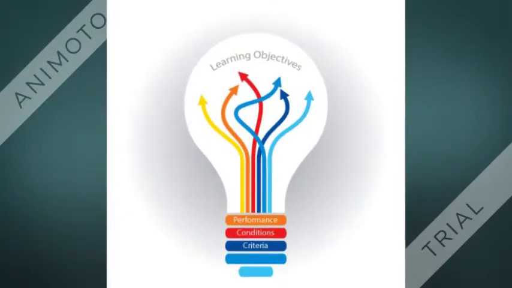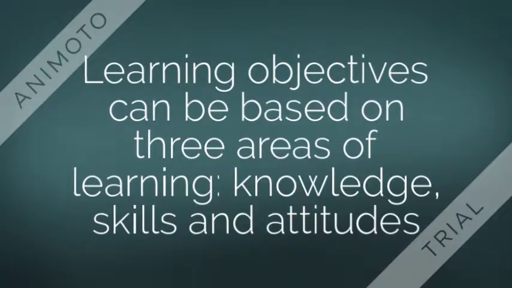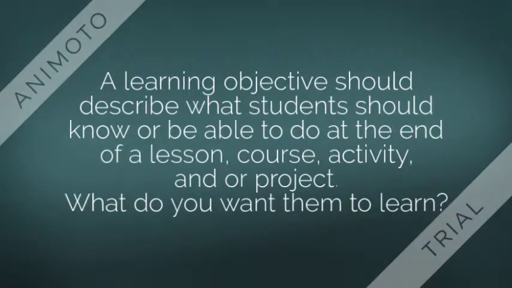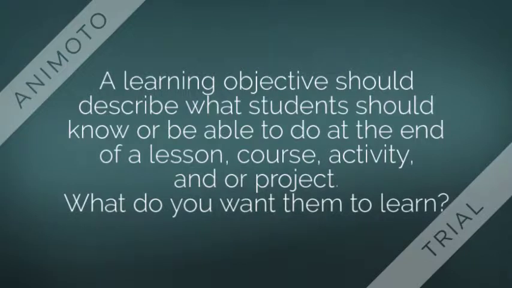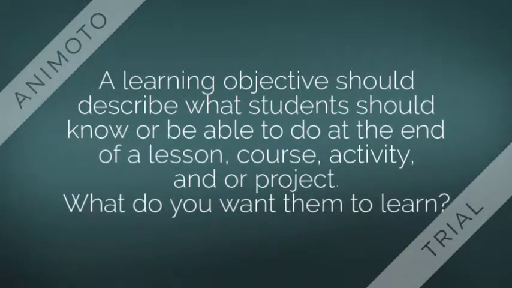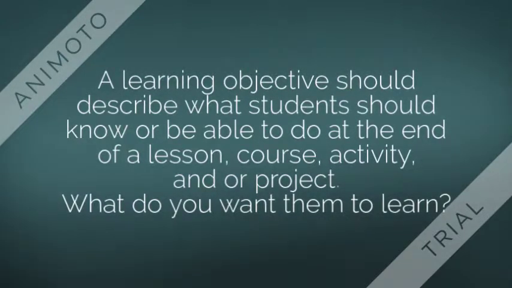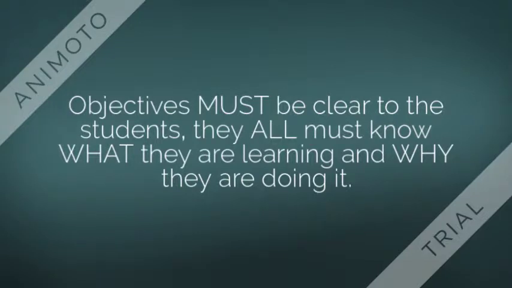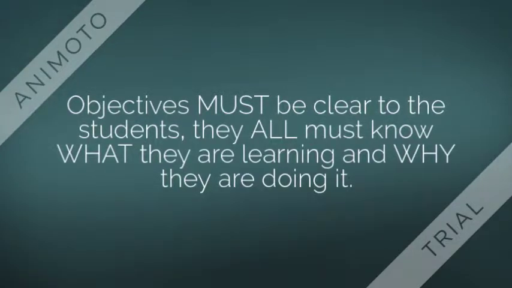What is an objective? Learning objectives can be based on 3 areas of learning: knowledge, skills, and attitude. A learning objective should describe what students should know or be able to do at the end of a lesson, course, activity, and/or project that they were not able to do before. Objectives must be clear to the students. They all must know what they are learning and why they are doing it.